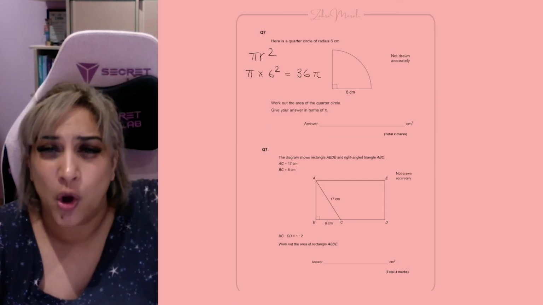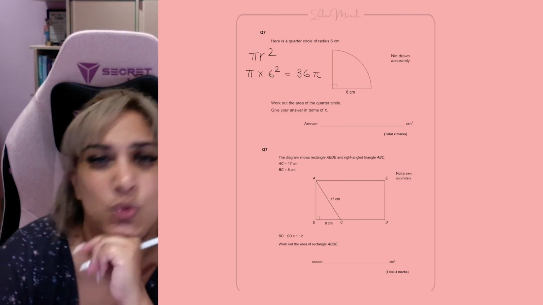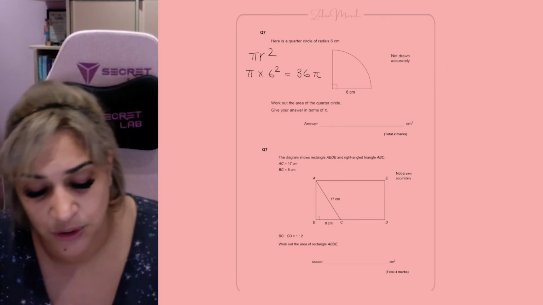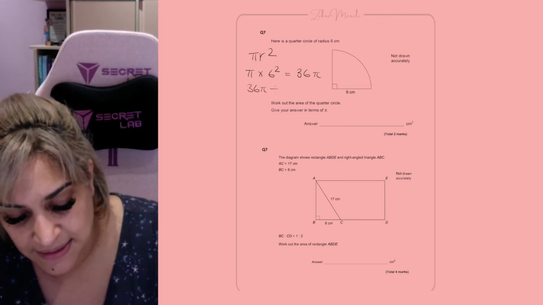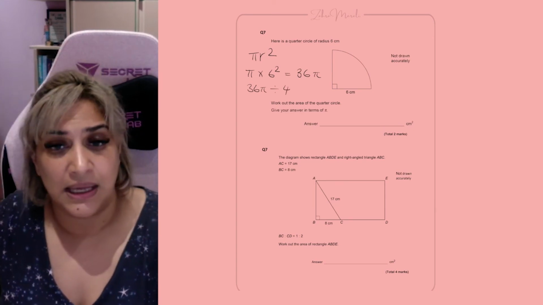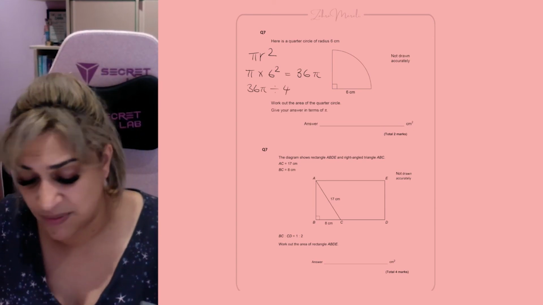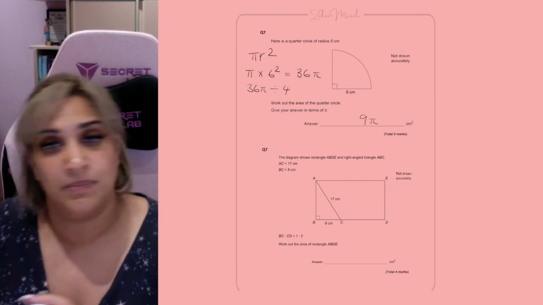But that would be a whole circle. We only want a quarter. So for a quarter, we're going to divide that 36 by 4. And because it's told us to leave it in terms of pi, we just write 9 pi.